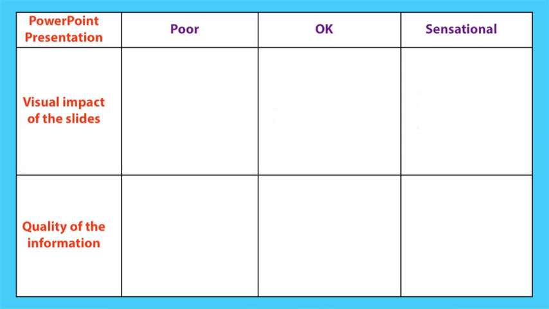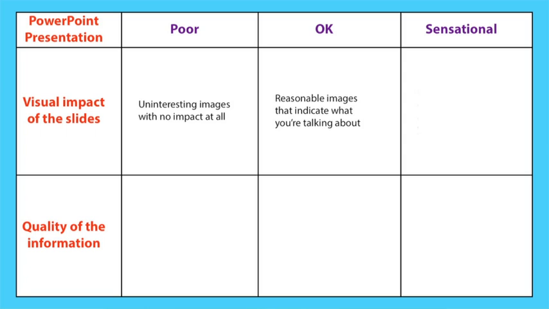So, if we're talking about your standards for your skill with using visual impact, then they could be: for poor, uninteresting images with no impact at all. For okay, it could be reasonable images that indicate what you're talking about. And sensational could be images that grab everyone's attention and reinforce what you're saying.